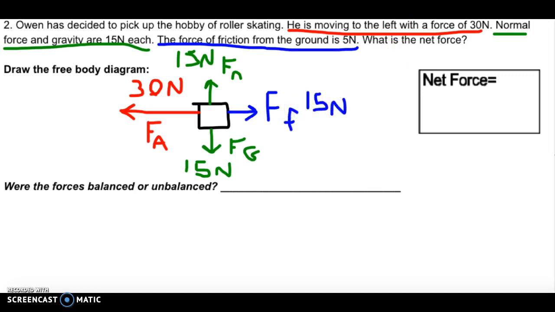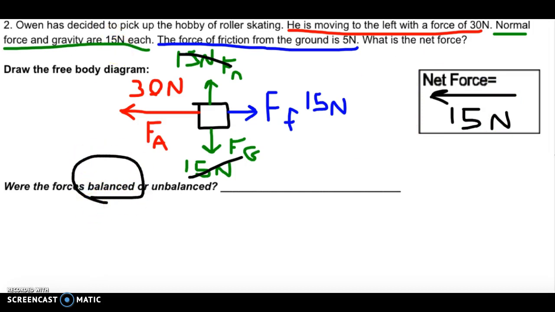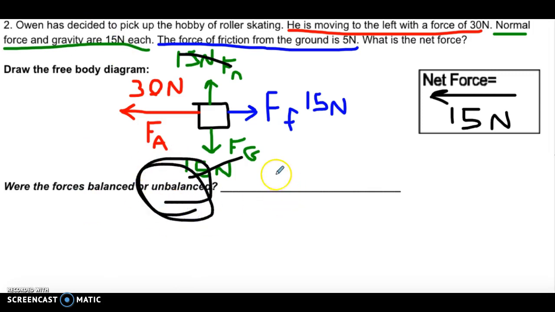Okay, so my F net that's left over, I have 15 going down, I have 15 going up, so they cancel each other out. And then it's just 30 going to the left, take away 15 going to the right, will give me an F net of 15 newtons going to the left. So again, do I have any force left over? Yes, I do. 15 newtons going to the left, so the forces are going to be unbalanced because I have a leftover force.